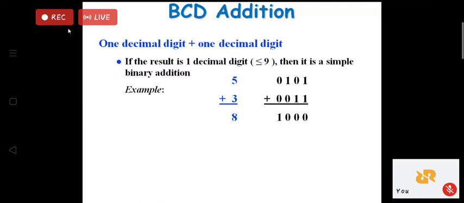1 plus 1 is 0 with carry 1. 1 plus 1 is 0 with carry 1. 1 plus 1 is 0 with carry 1. 1 plus 0 plus 0, that is 1. So 1000 is 8. Up till now, there is no problem, no question of adding any bias or anything. The answer comes out very, very simple. But now what will happen if the summation goes beyond 9?